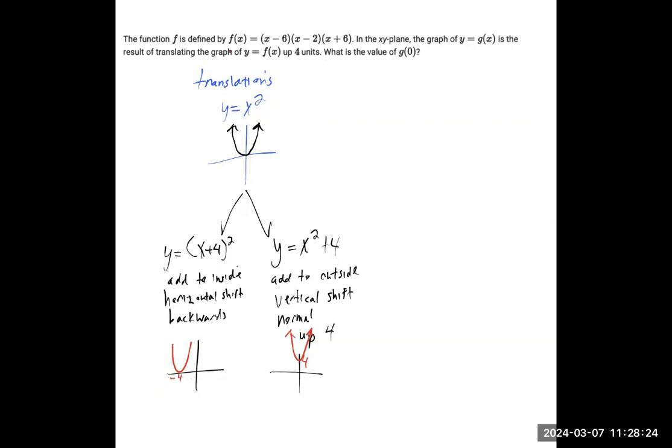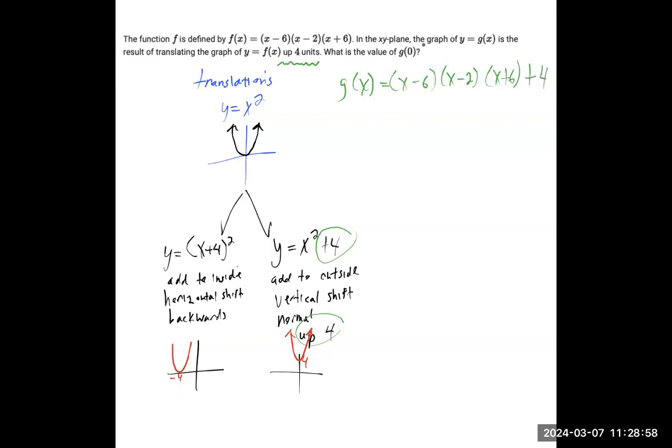And so if we want to move a function up by 4, if we understand this, we really should just be adding 4 to the outside of it. So we're going to take the function they gave us, and in order to make it g of x, we need to add 4 on the outside. So g of x is the same function we had before, and we're simply adding 4 on the outside of it.